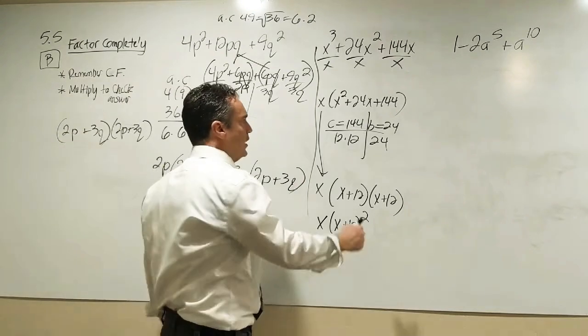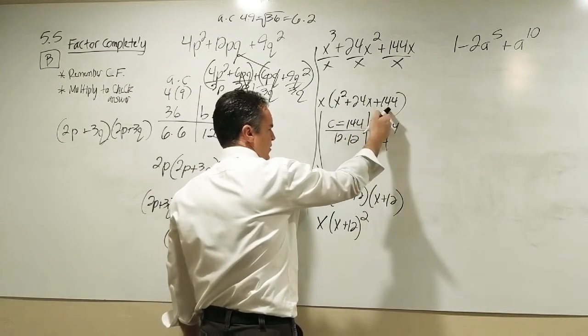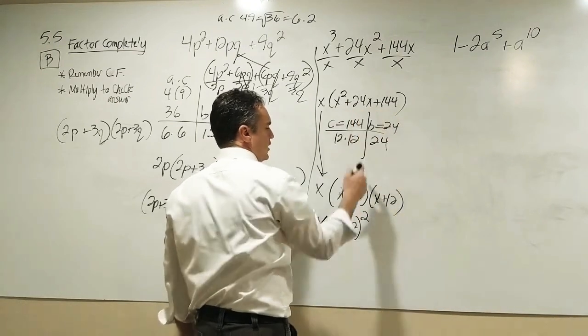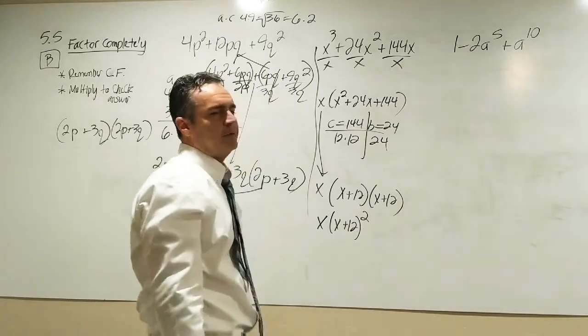Because we come back to this, again, is x squared a perfect square? Yep. Is 144 a perfect square? Yep. Square root of x squared is x. Square root of 144 is 12. Plus and plus, plus and plus. You could have dropped down here.